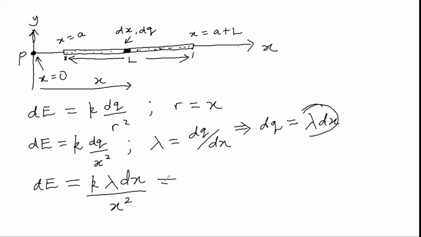So this implies that you integrate on the left-hand side, dE will be equal to, and since these are constants, you can pull them out of the integral. Then you have that, and then you integrate this. Here you just have dx over x squared.